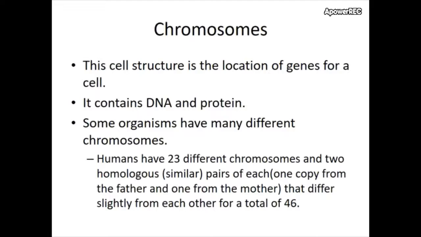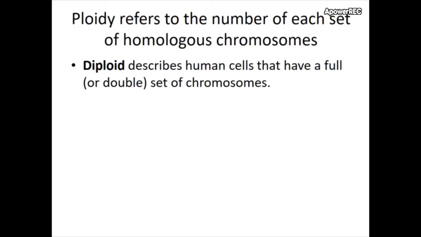So now that we've discussed what chromosomes are and what homologous pairs are, let's further our discussion about ploidy. Ploidy refers to the number of each set of homologous chromosomes. So for humans, we discussed that there's two sets of each chromosome. So there are two versions of each book. And so for human cells that have a full bookshelf of two copies of each chromosome, they're referred to as being diploid or diploidy, meaning they have the two copies of each chromosome.